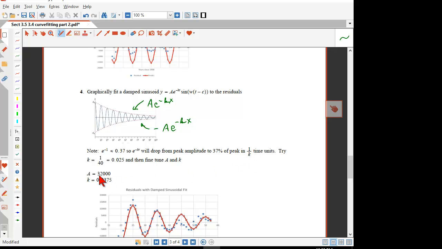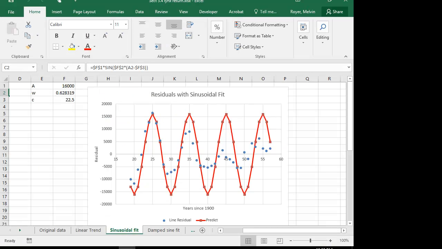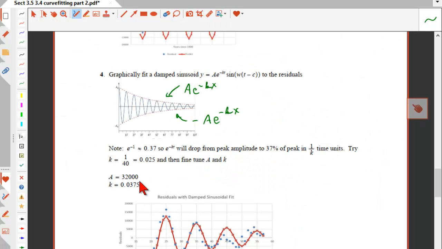So I'm going to use A now, larger, because e to the -kt is already doing some damping by the time I get to 25 years. I don't want to start at 16,000 here and decay from there, so I've chosen A to be quite a bit larger. Specifically, how about we take A to be 32,000?